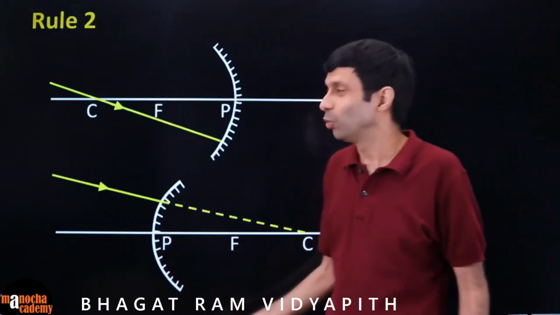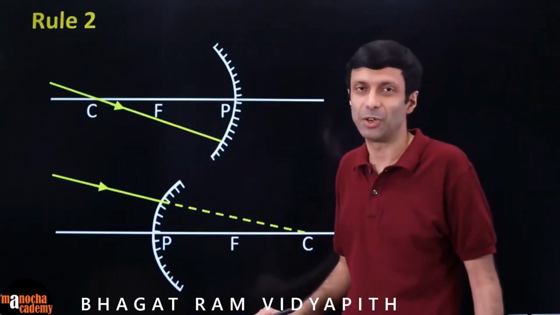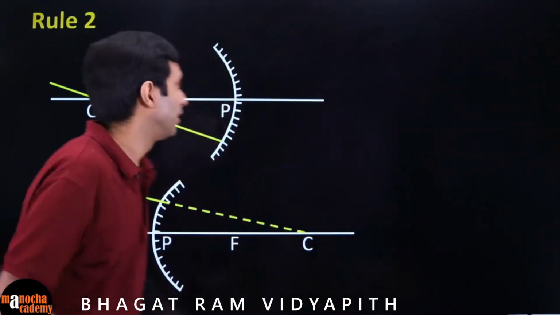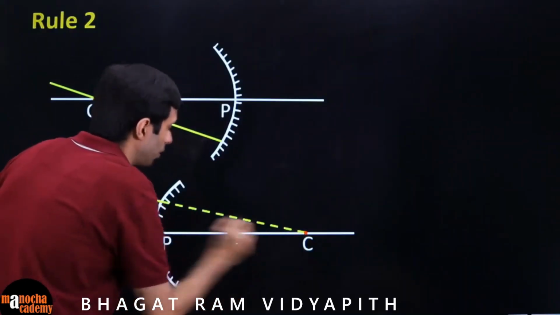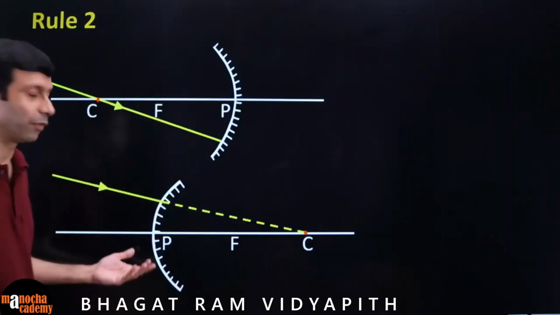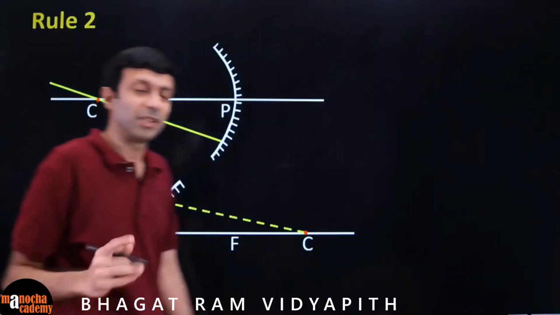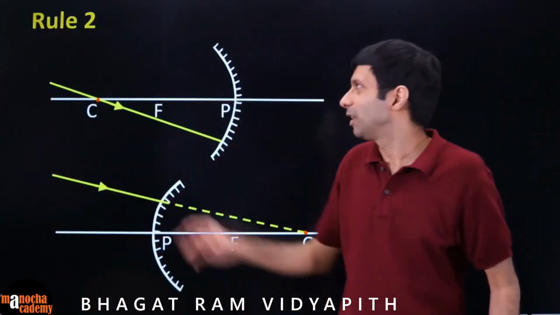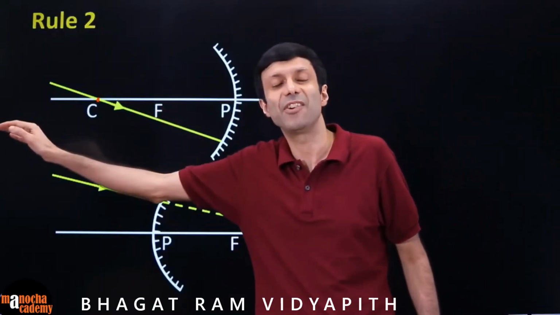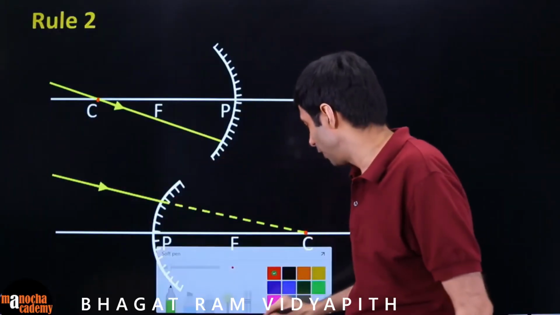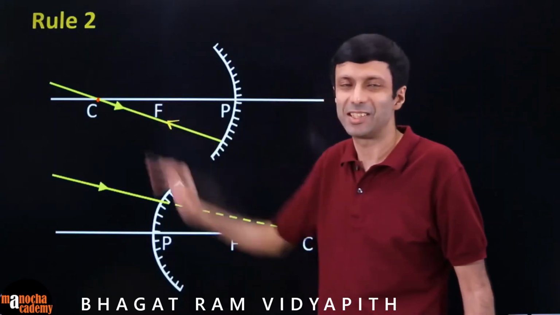Now let's look at rule 2. Rule 2 is a very interesting rule where the ray of light is passing through the center of curvature of the mirror. So there you can see that it is passing through the center of curvature C, or here it is going towards the center of curvature for a convex mirror. For a concave mirror, it actually goes through the center of curvature. This is a very simple rule: when the ray of light passes through the center of curvature, it will simply reflect and retrace its path. So the ray of light is just going to go back like this, retracing the same path.